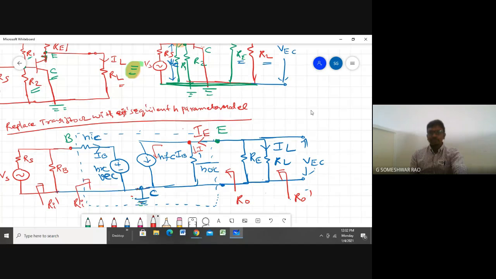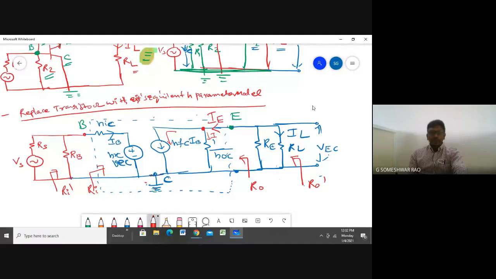Is it okay, sir? Everybody understood how to draw this? Whatever I am highlighting here is nothing but the remaining part of the circuit. Whatever I have drawn with dotted lines is nothing but the h-parameter equivalent model of the circuit.